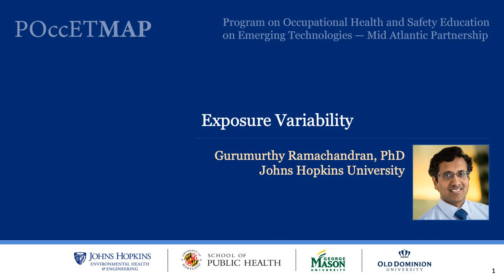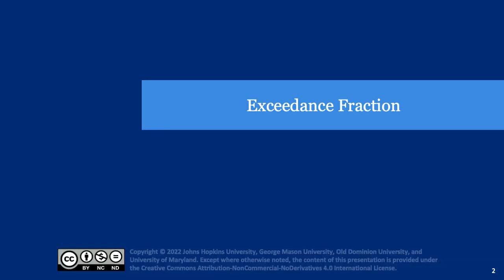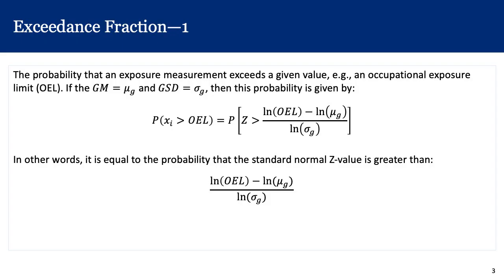In this lecture, we'll dig deeper into the concept of exposure variability and study a few more parameters that are of importance and significance. The first parameter is the exceedance fraction. As the name indicates, the exceedance fraction is defined as the probability that an exposure measurement exceeds a given value. And the value could be an occupational exposure limit or an OEL.